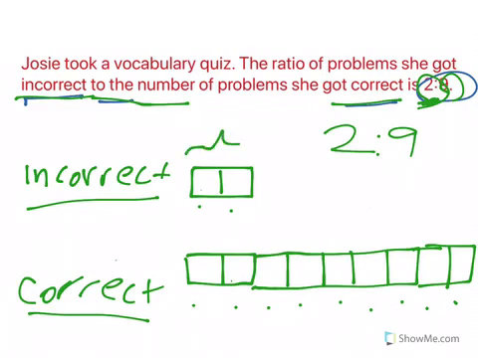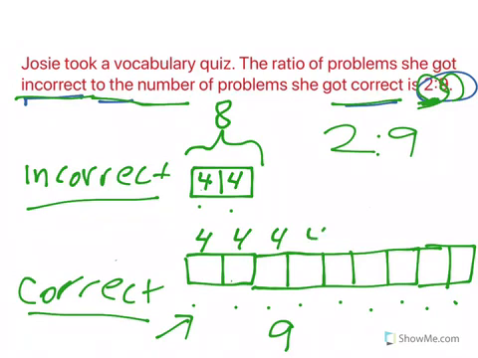I can say, okay, I know what we're doing now. This incorrect section equals 8. Well, it's 8 divided into 2 parts. 8 divided by 2, I know that each of these boxes gives us 4 questions, right? Well, down here, I know there are 9 boxes, and if they're each 4, yeah, I could draw 4 into each one of them and add them all up, and that would get me my answer.